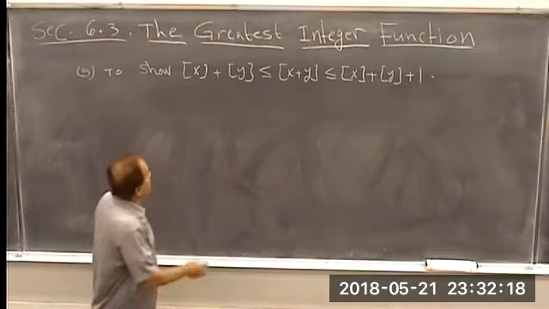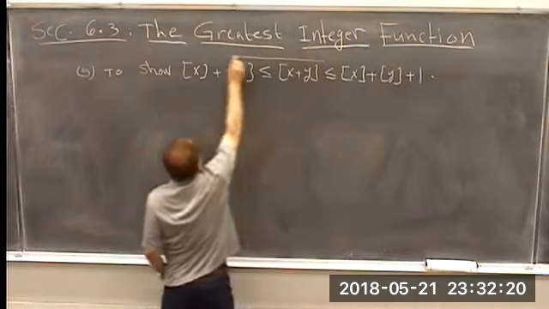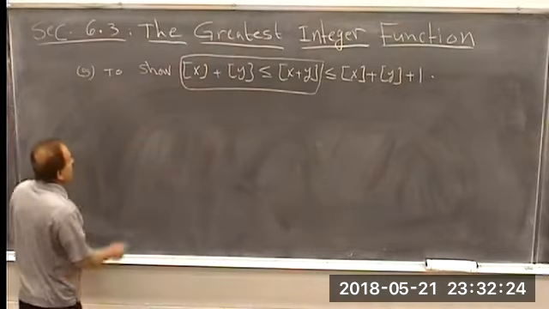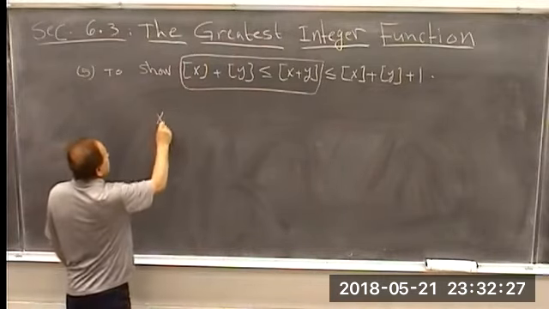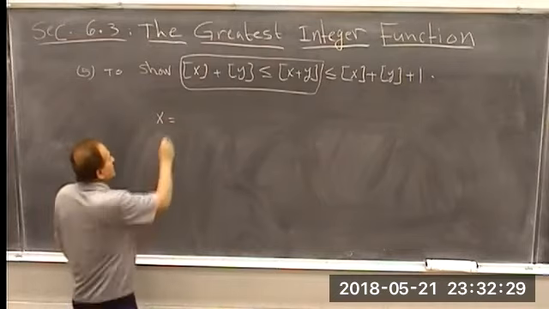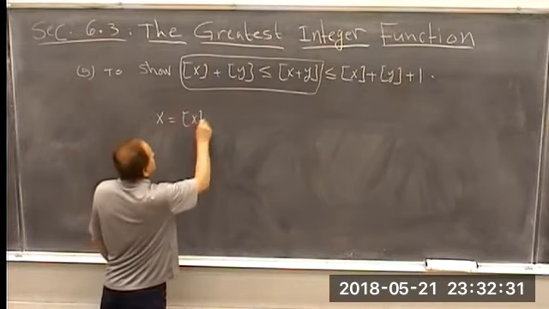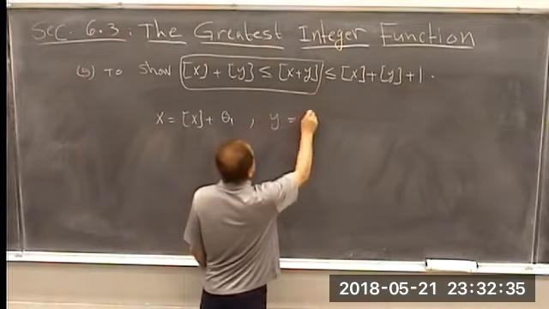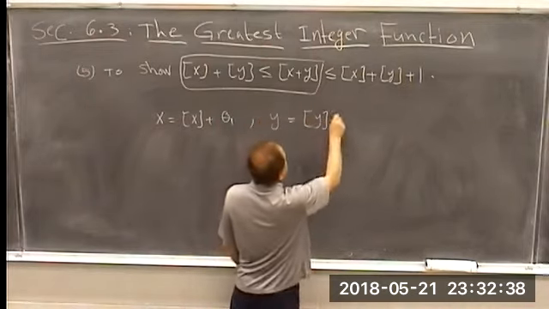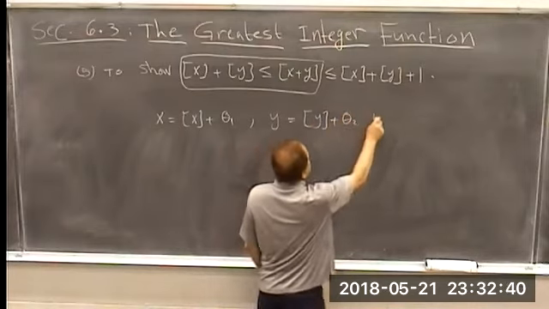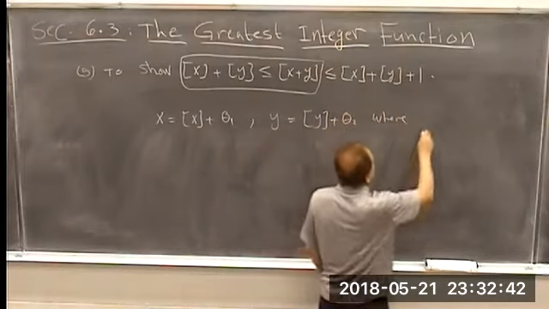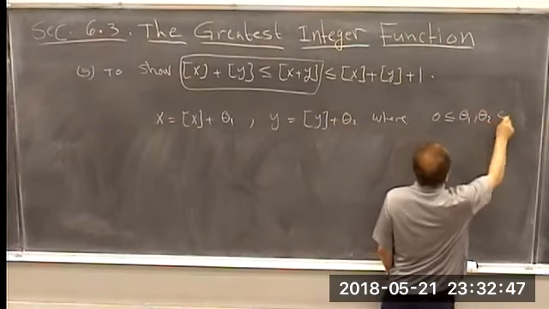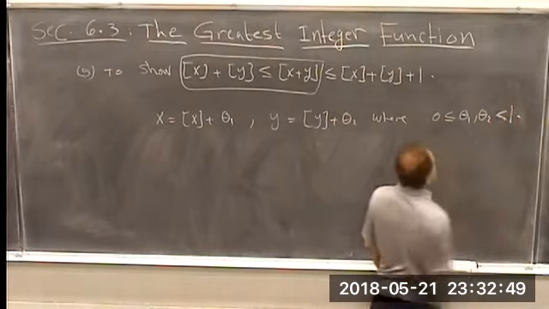Well, let's start with the first part. I'm going to show this first. Now we know that we can write x as floor(x) plus theta 1, and y, similarly, we can write as floor(y) plus theta 2, where theta 1 and theta 2 are between 0 and 1.